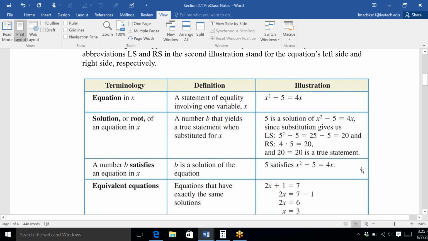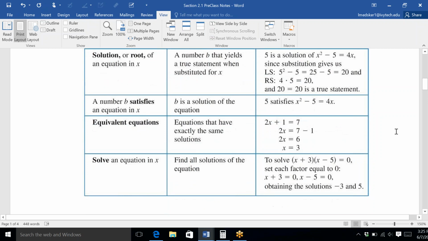And then equivalent equations are when you say that one equation is equal to the next. 2x plus 1 equals 7 is equivalent to 2x equals 7 minus 1 because what they did here is they subtracted 1 from both sides. It is legal to add or subtract anything you want to both sides of an equation. It is also legal to multiply or divide anything you want as long as you don't divide or multiply by 0. And so they are isolating this down and solving for x.